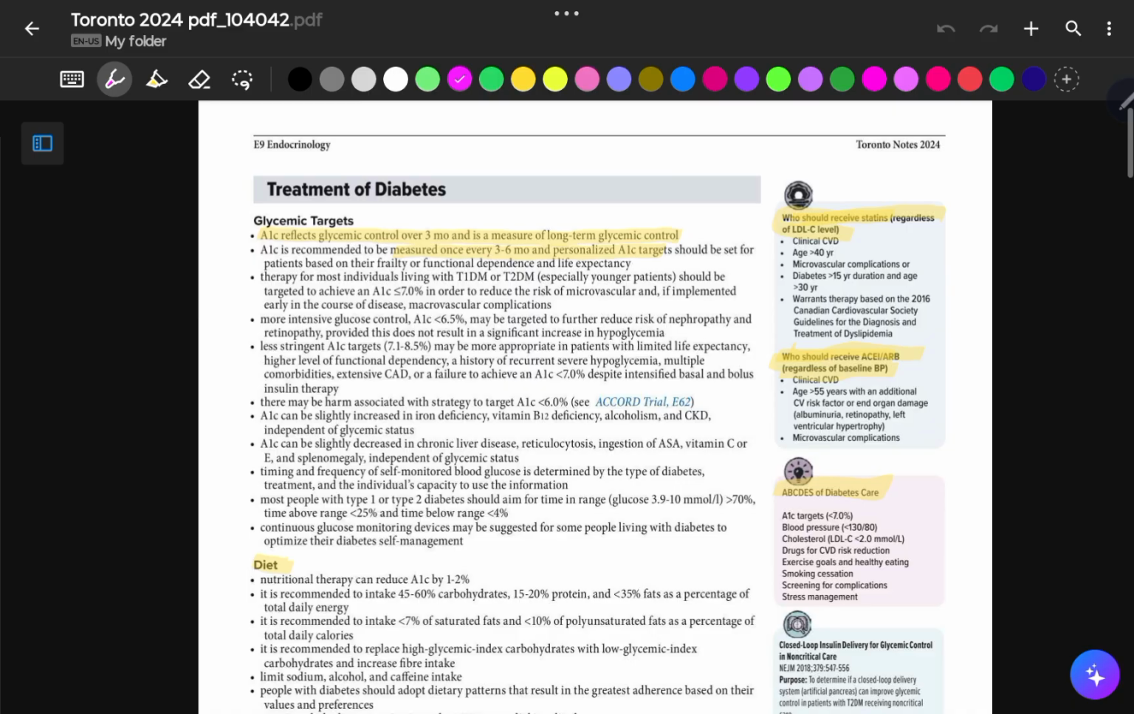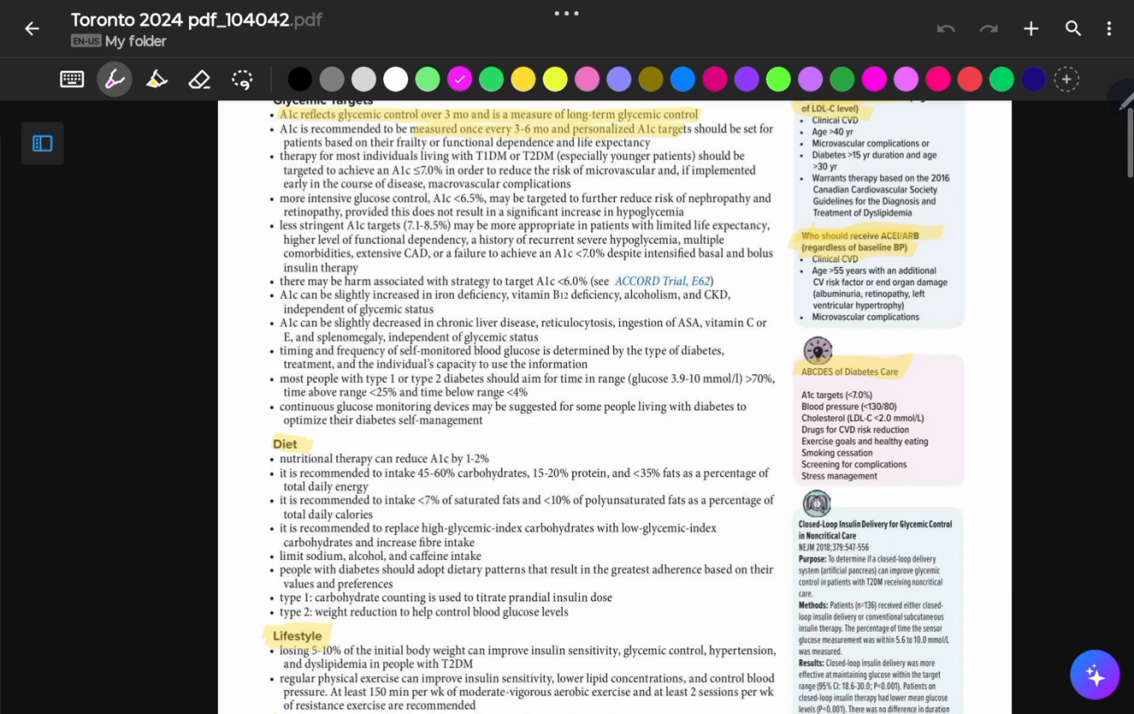A1C can be slightly increased in patients with iron deficiency, vitamin B12 deficiency, alcohol use, and CKD, independent of glycemic status. So if patients have iron deficiency, they can actually have an increase in A1C levels. And A1C can slightly be decreased in patients who have chronic liver disease, reticulocytosis, ingestion of aspirin, taking vitamin C or E, or splenomegaly, independent of glycemic status. So this can actually decrease the HbA1c.